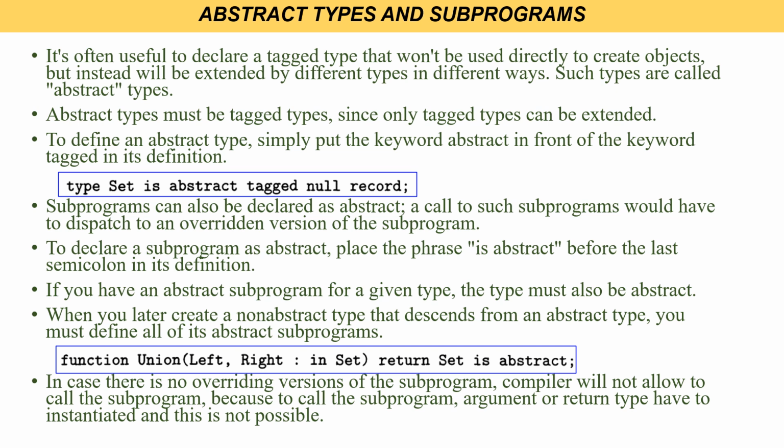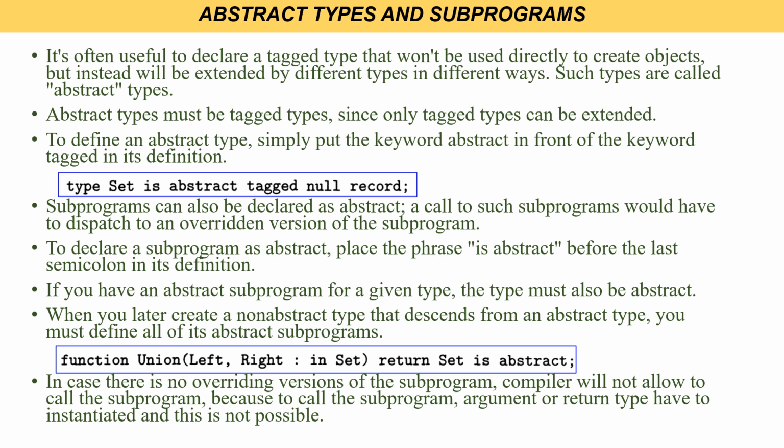So one more is abstract types. It is often useful to declare a tagged type that won't be used directly to create objects, but instead will be extended by different types. Such types are called abstract types. An abstract type must be a tagged type since only tagged types can be extended. To define an abstract type, simply put the keyword abstract in front of the keyword tagged in this definition.